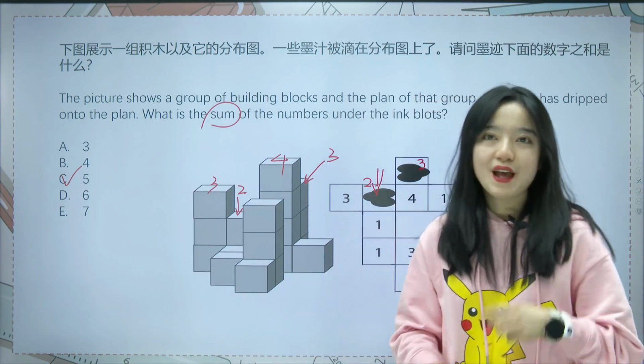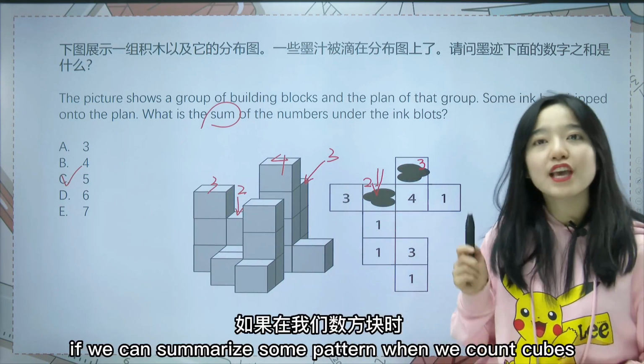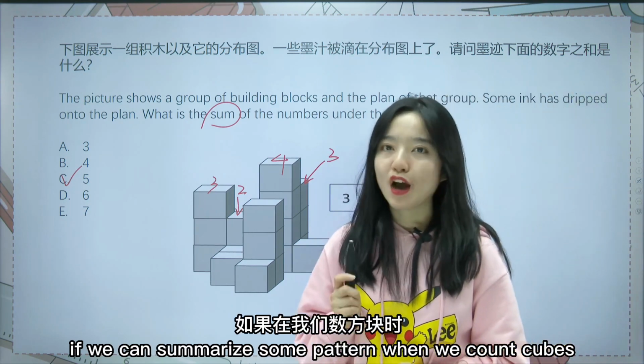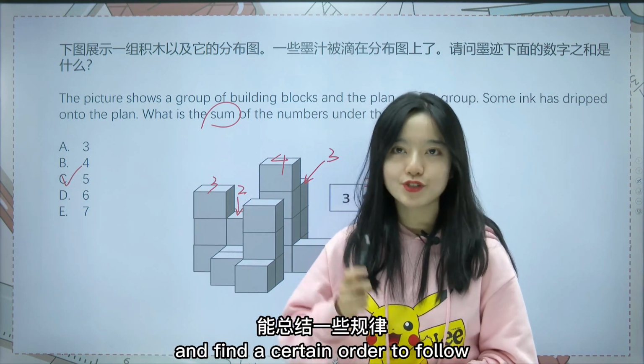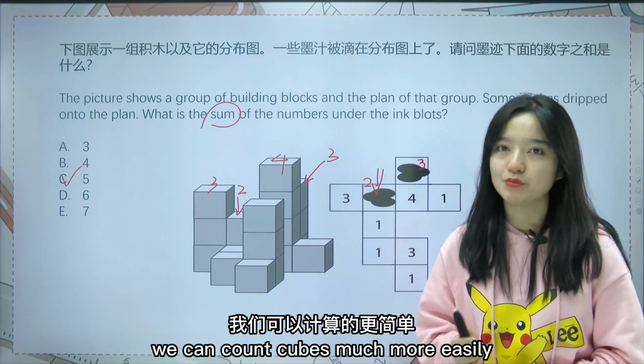That's quite simple, right? Okay, so you see, if we can summarize some pattern when we count cubes and find a certain order to follow, we can count cubes much more easily.